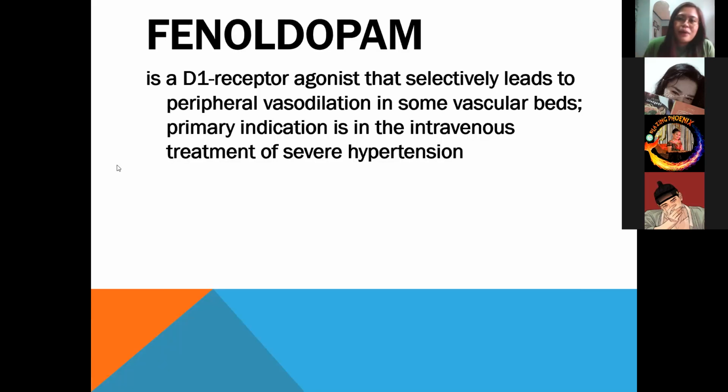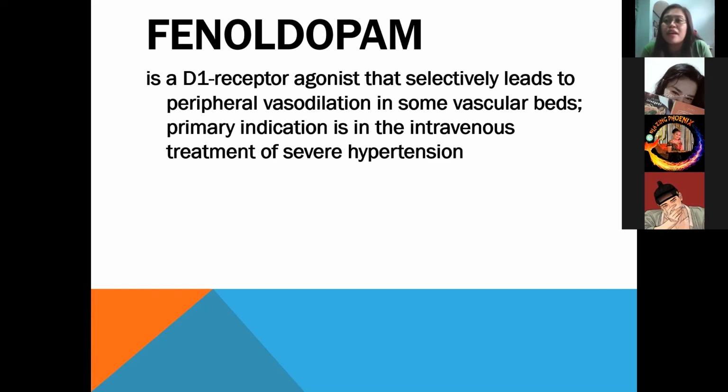And then the last one, we have the fenoldopam. So from the name itself, dopam, it has something to do with dopamine. This is a D1 receptor agonist. Remember, D1 is most likely found sa blood vessels nato, pwede sa kidneys also. So it can cause vasodilation. Vasodilation jud ni iyahang activity pag dopamine 1 receptor.